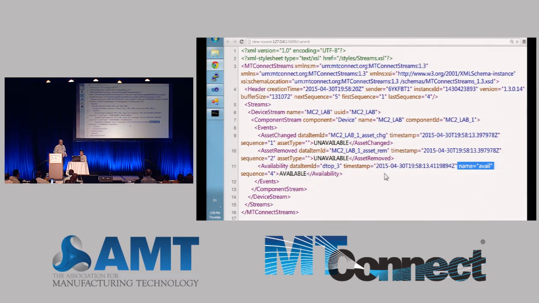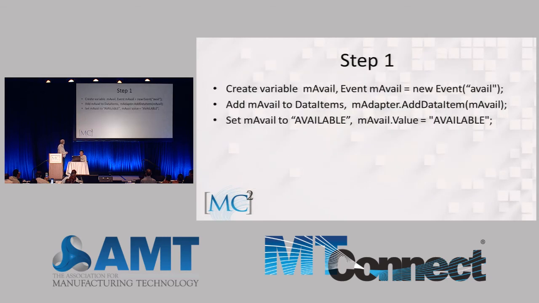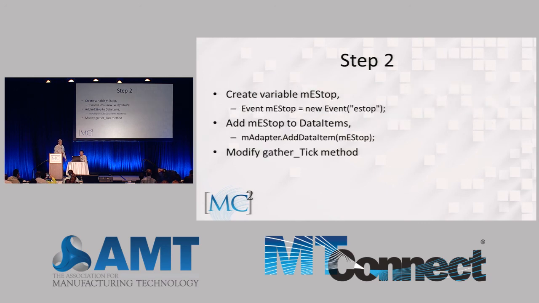Okay, so we can switch back to the presentation, please. So hopefully at this point you've concluded step one, which is to add the availability item. For step two, we're going to add the eStop. The eStop is another event, so essentially you're going to go into the machine tool adapter, create an event, MEStop. You're going to add a new event named eStop, and then you'll go to the constructor and use the mAdapter.AddDataItem, the MEStop, to add that to the data list.